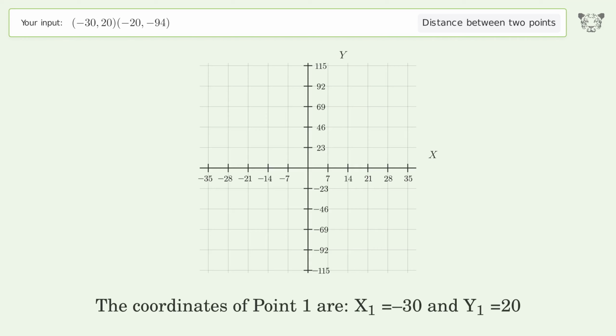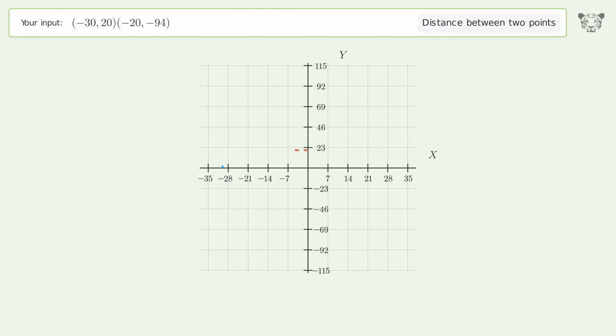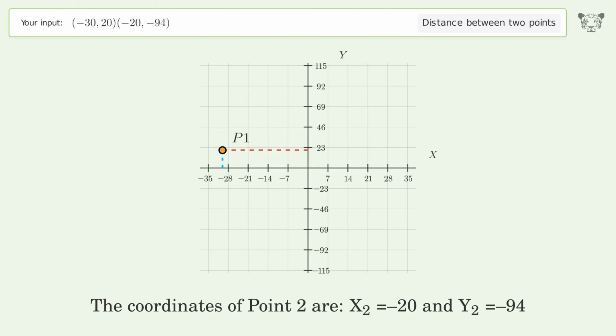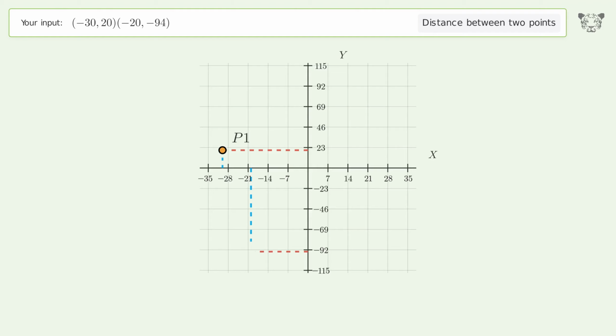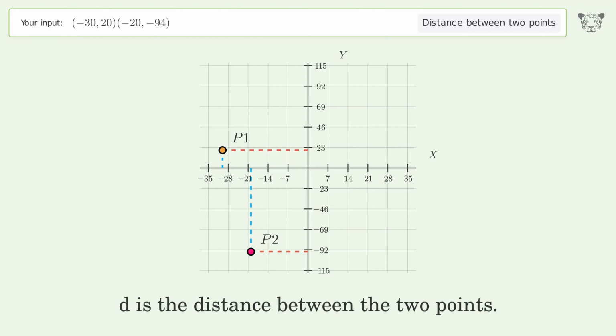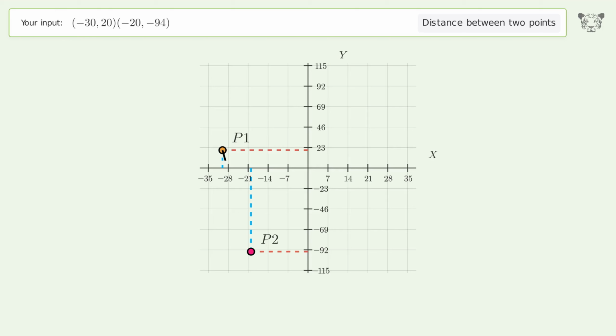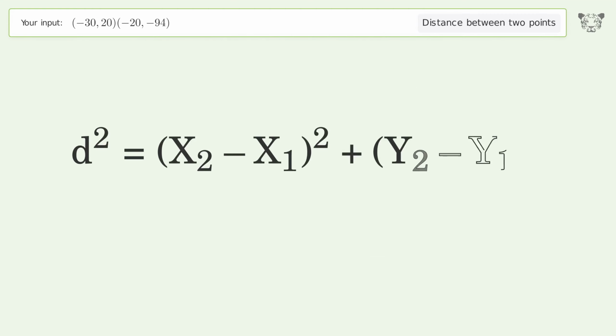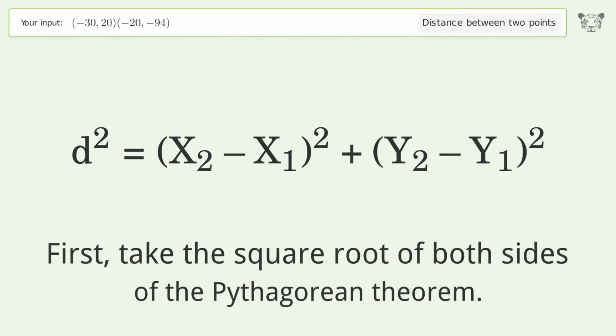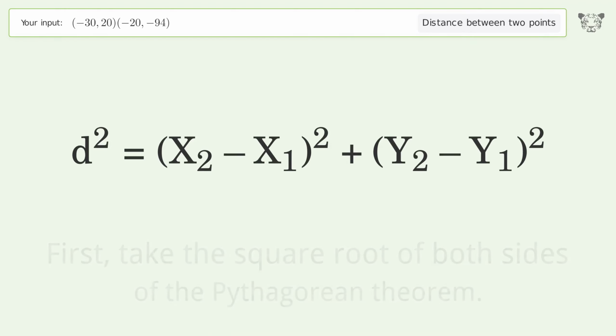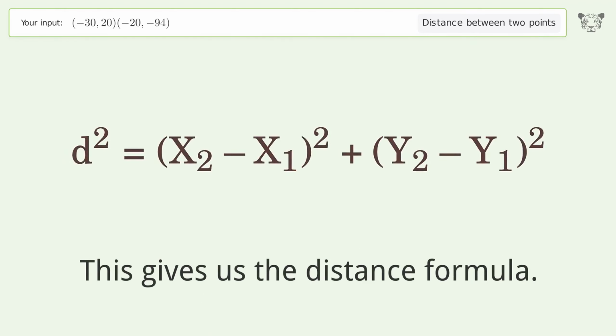The coordinates of point 1 are x1 equals -30 and y1 equals 20. The coordinates of point 2 are x2 equals -20 and y2 equals -94. D is the distance between the 2 points. First, take the square root of both sides of the Pythagorean theorem. This gives us the distance formula.